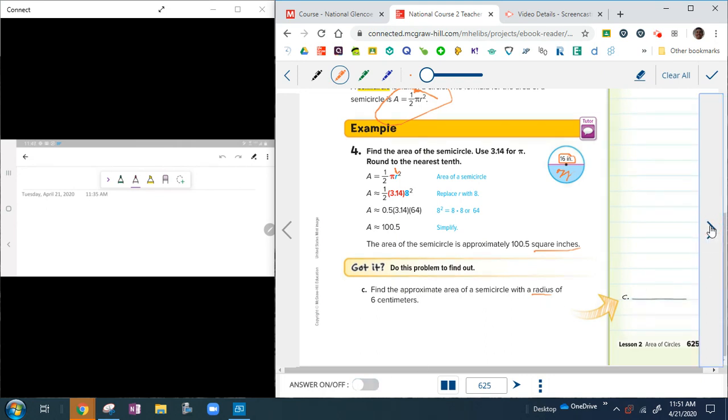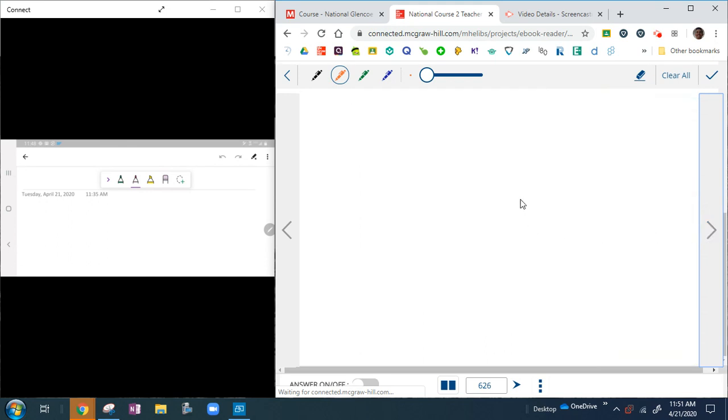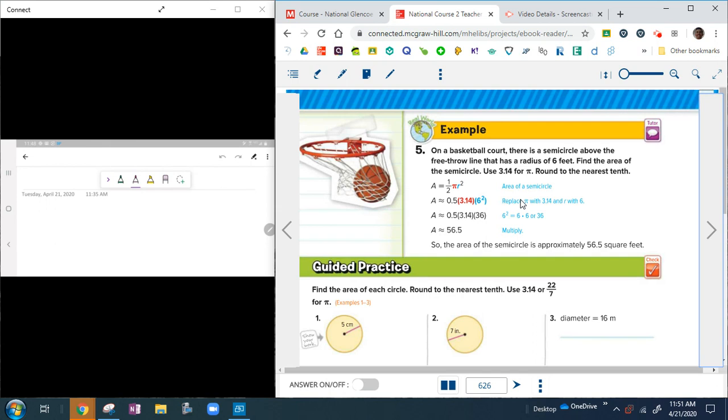Hopefully you're doing fine here, and we're ready to do some practice. You can read through this. It mentions that it is a semicircle. I won't go through the whole problem, but it's trying to give you an example of a word problem. Semicircle above the free throw line with a radius of 6 feet. Good, they gave you that. Find the area of the semicircle, and it's just following the steps that we've already done. Make sure you label with square units.